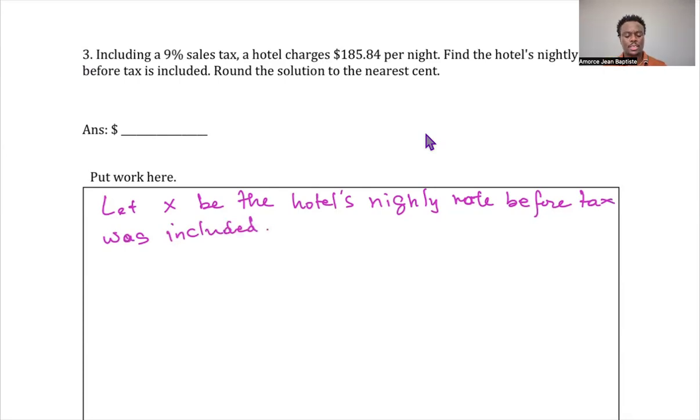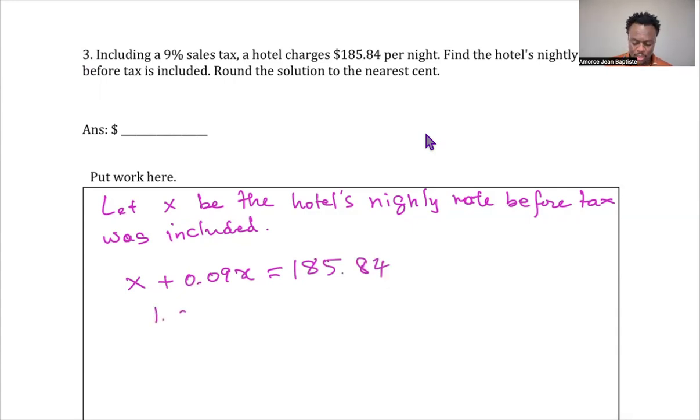Now, what did they just say? They say 9% of x, the rate before tax, is tax. So that means x, the price of the hotel before tax, plus what is 9%? 9% is 9 divided by 100 times x. So 9% of x is 0.09x. Plus, that is the price now, 185.84.